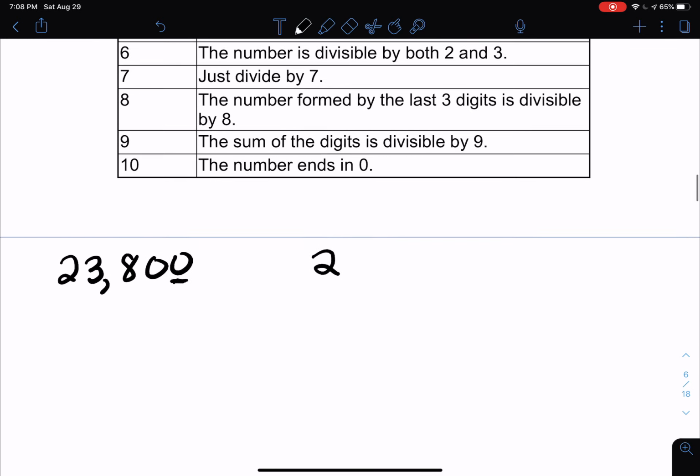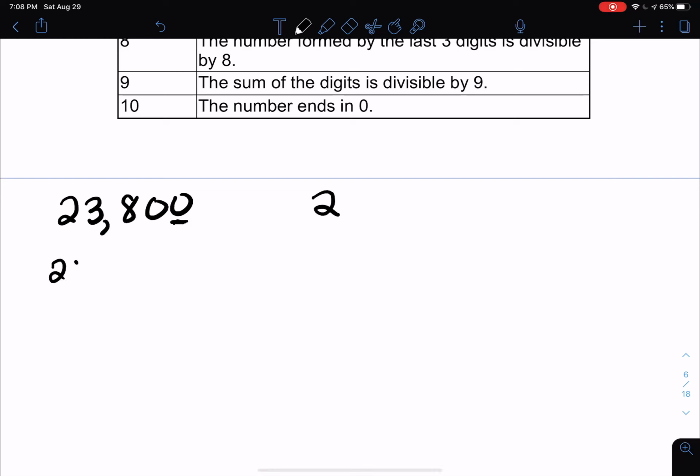3, the sum of the digits is divisible by 3. Well, if you add up 2 plus 3 plus 8 plus 0 plus 0, you get 13. Well, 3 does not go into 13 evenly. You get 4 remainder 1. So 3 is not one of them.